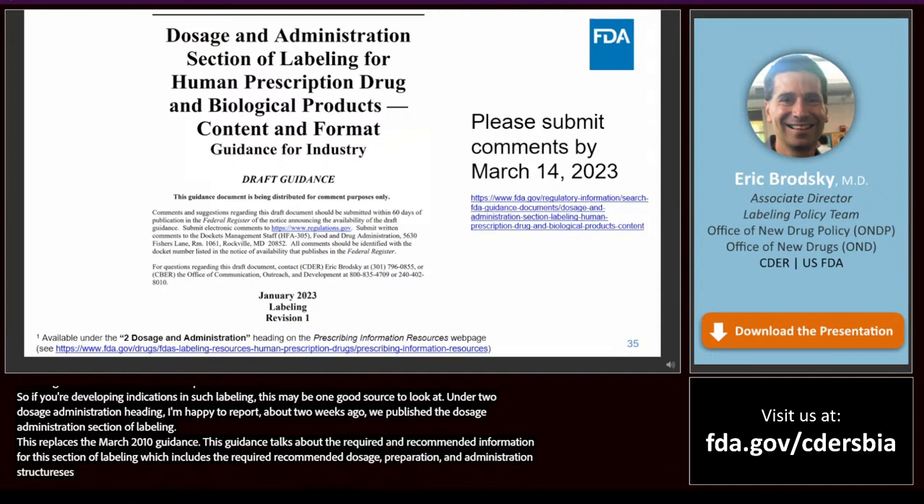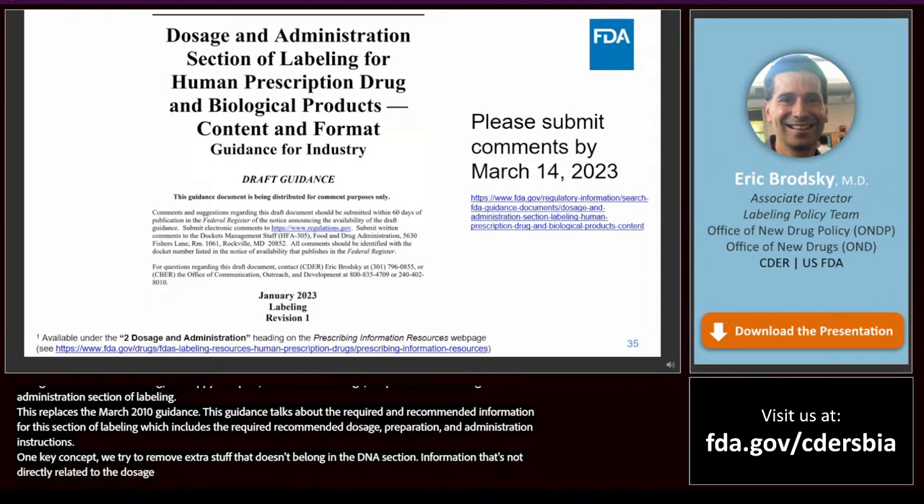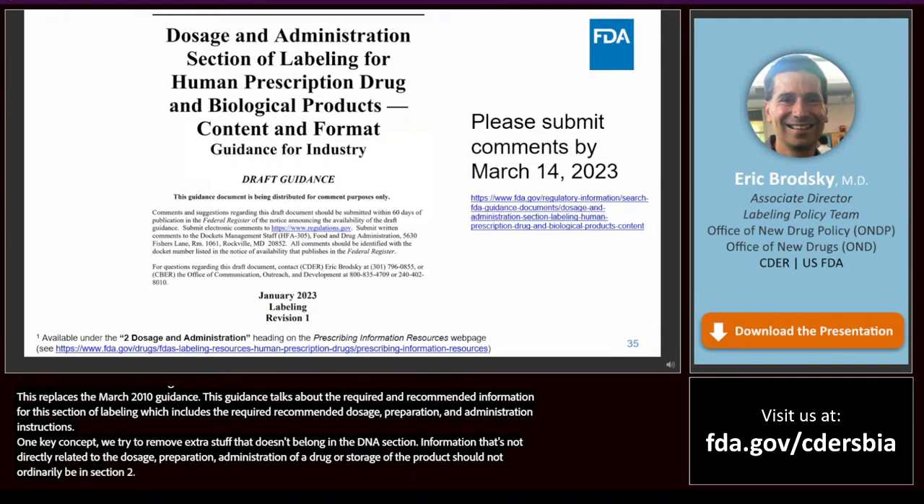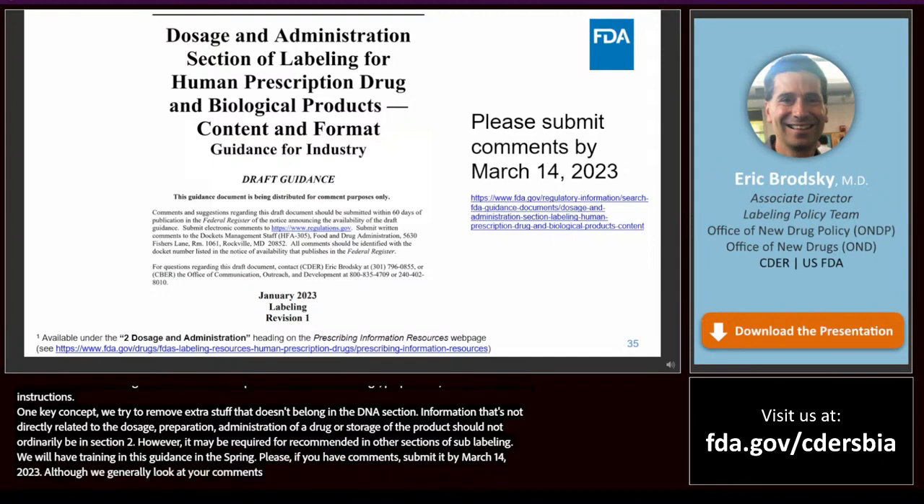One key concept of this section, really important, is that we try to remove extra stuff that doesn't belong in the D&A section. So information that's not directly related to the dosage, preparation, administration of the drug, or storage of the prepared product should not ordinarily be in Section 2. However, it may be required or recommended in other sections of labeling. We will have training on this guidance in the spring. If you have comments, please submit them by March 14, 2023, although we generally look at your comments after the recommended time to make comments.